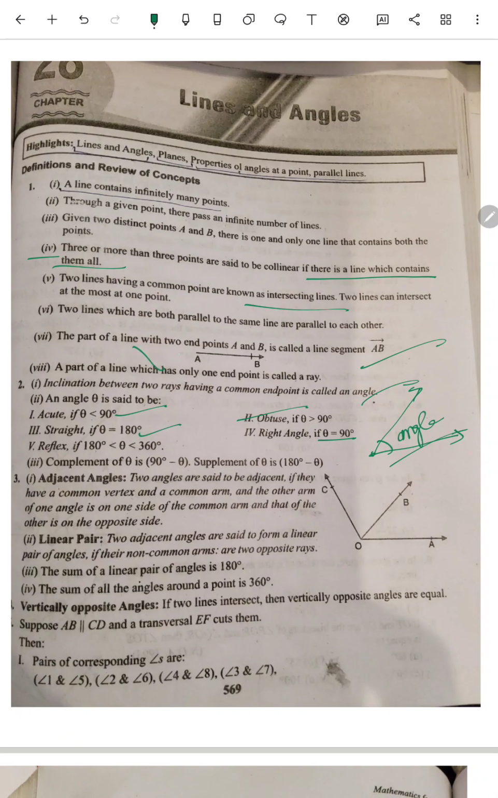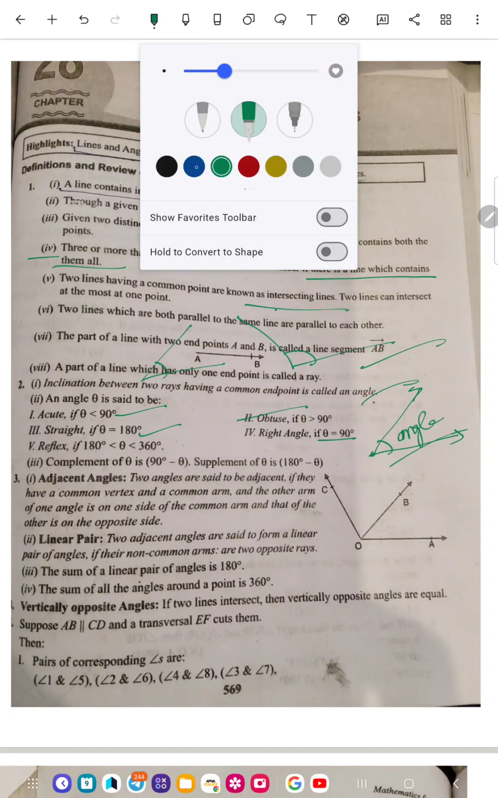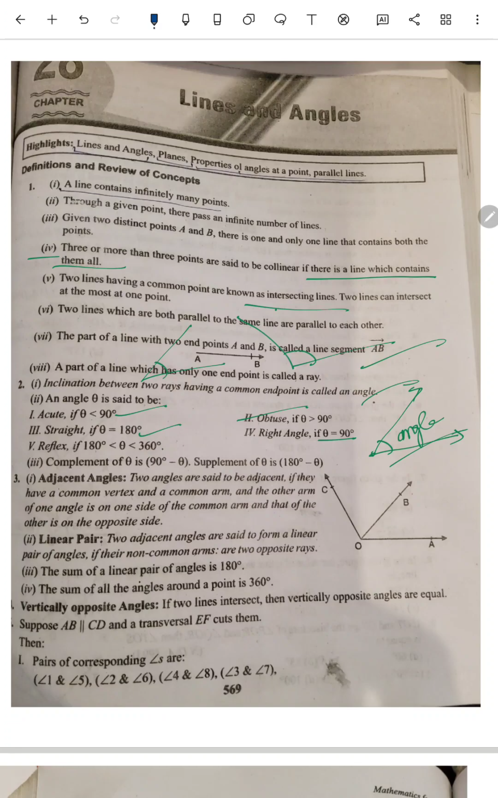First one is the acute angle. This one is acute angle. This one is obtuse angle, and this one is right angle. This one is straight angle, and this one is reflex angle, and this one is complete angle.